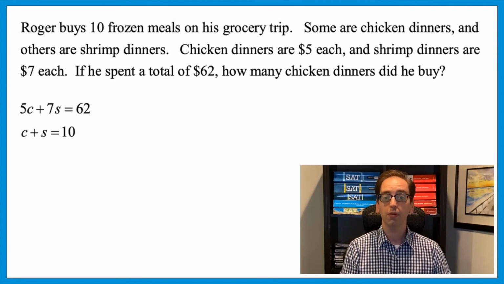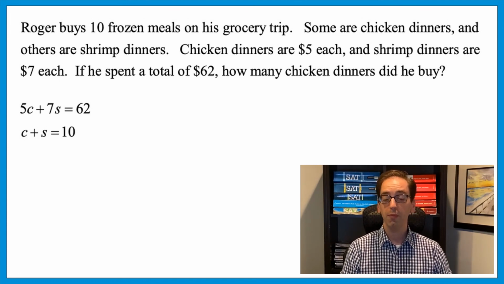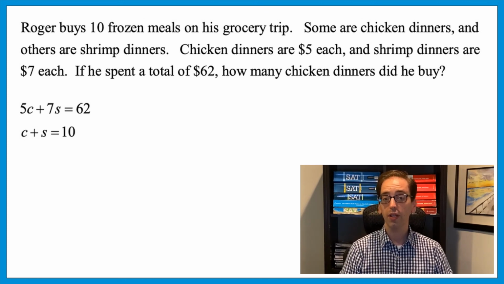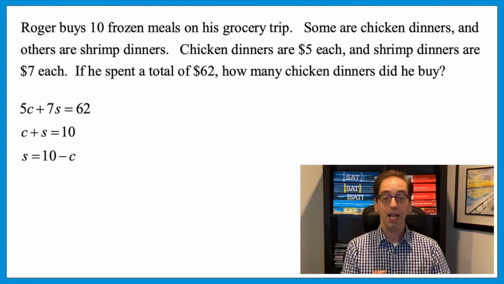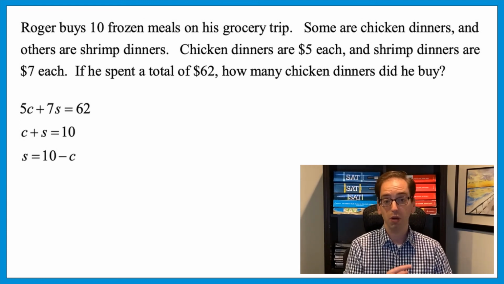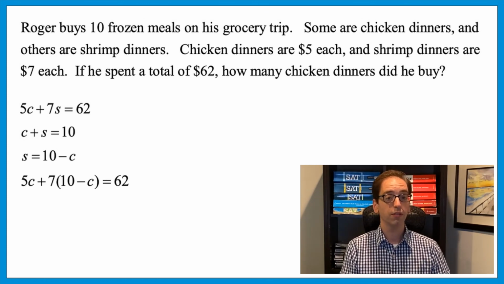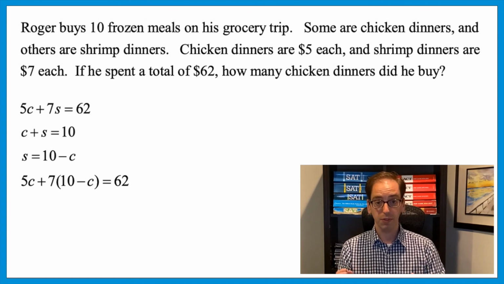But remember, we're trying to get c all by itself. We want everything in terms of c. So, what's another name we could give to s, so to speak? Subtracting the c, we could call s 10 minus c. That's another name for the shrimp. 10 minus the chicken. Now that we have that, we could sub that in to our original equation. So, 5c plus 7 times 10 minus c equals 62.